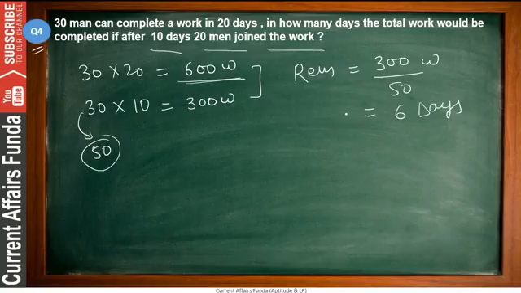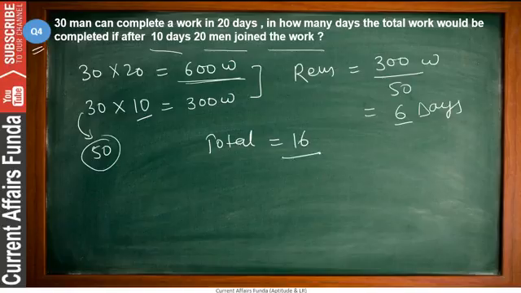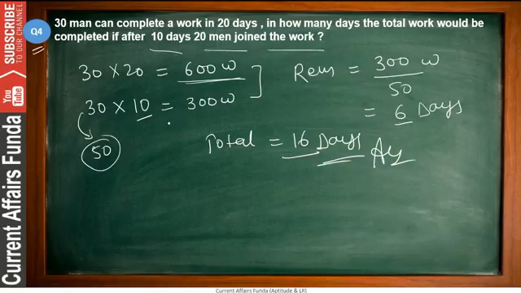Remaining work. Okay, so friends, total we can calculate from here. Total it will be 10 here and 6 here, 10 plus 6, that will be 16 days. That will be your answer. Okay, so you can also solve this problem with the help of another formula.